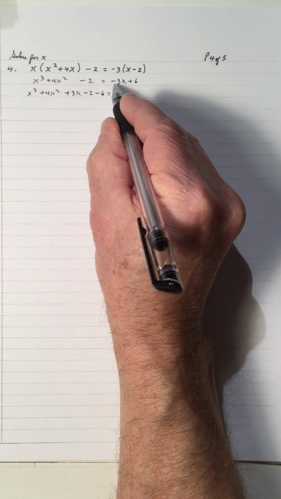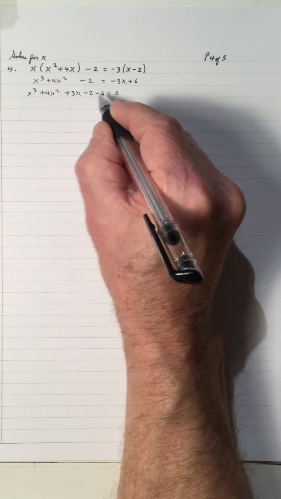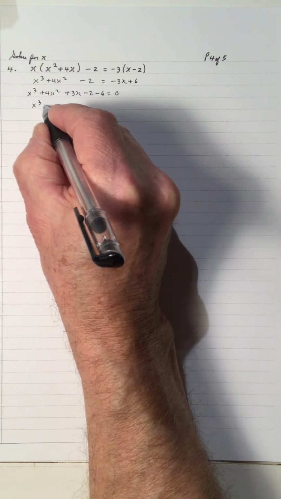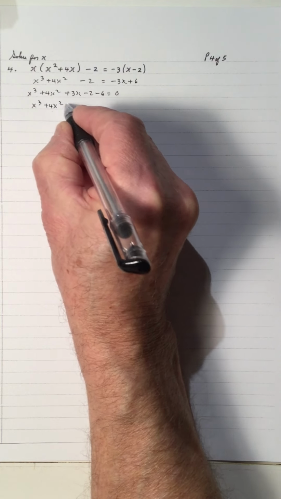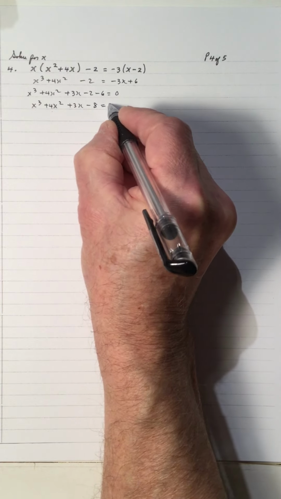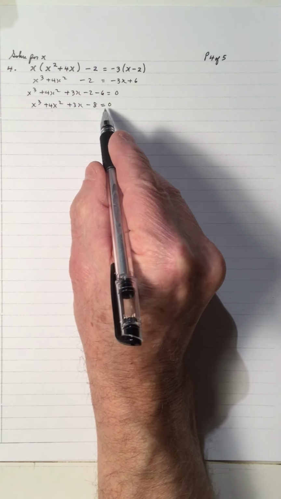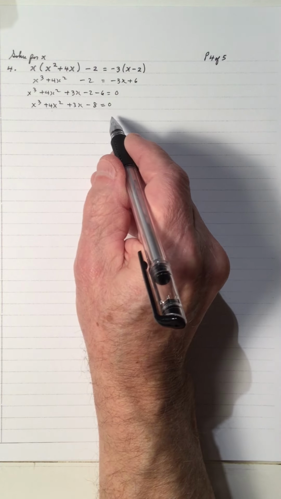So the negative 3x goes over to become positive, the plus 6 goes over to become negative, and we have x cubed plus 4x squared plus 3x minus 8 equals 0. So we have it in descending order equal to 0, and now we're going to solve.